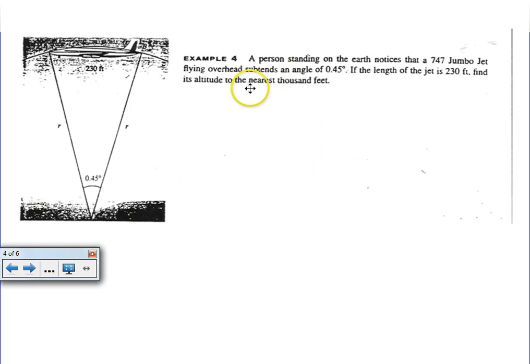Okay, so this example is talking about there's an airplane up here in the picture, and the person's standing on the ground and notices that a 747 jumbo jet subtends an angle of 0.45 degrees. Now that means that if they were using some sort of a surveyor's device, if you were to look at the beginning to the end of the plane, that was a 0.45 degree angle. So the length of the jet is 230 feet. They want to know how far away the jet is, meaning the altitude.